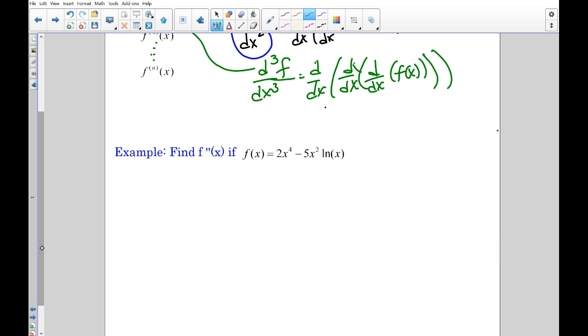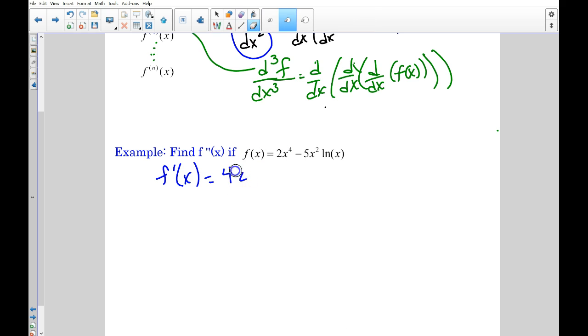I want to find f double prime of x if that's our function. So if I look at the derivative f prime, this is equal to, by the power rule, for the first quantity here, 4 times 2, so let's just write that as 8, 8x cubed.